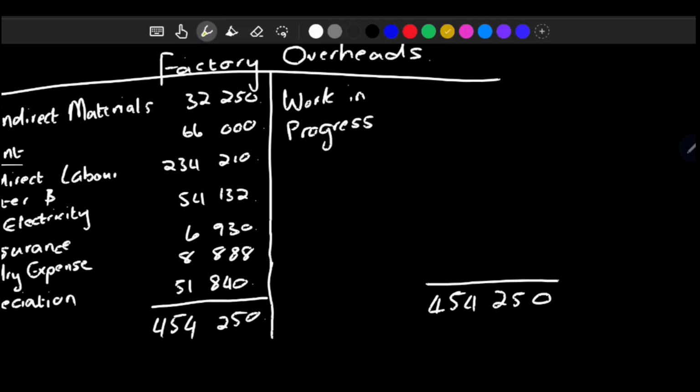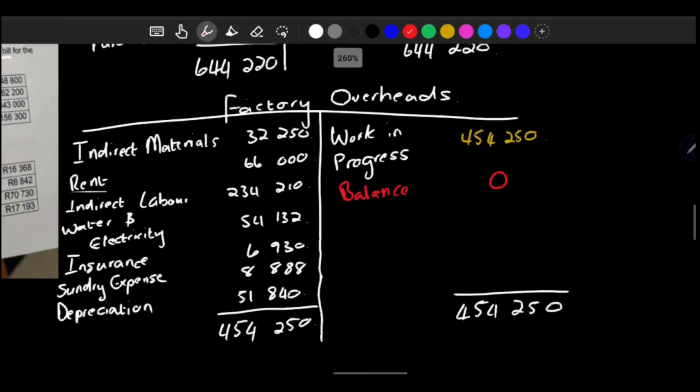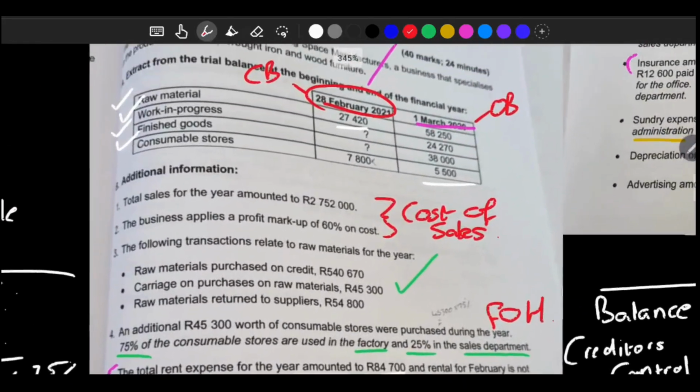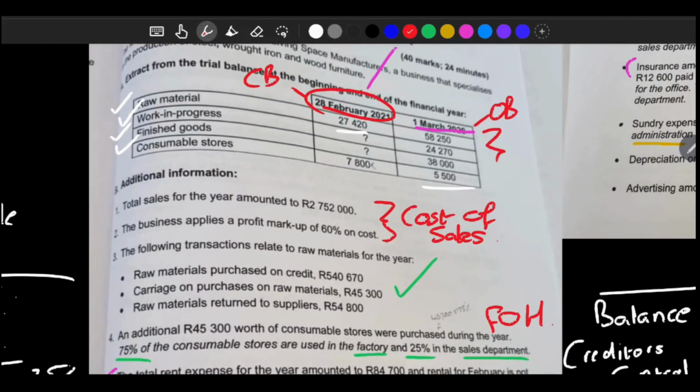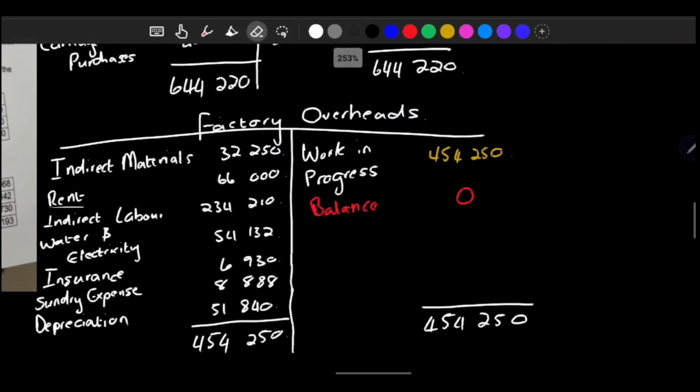Just gonna highlight it once again, and it is the full amount of 454,250. So you'll see here that we're taking out the full amount, and this account, its balance will now be, you are never required to write this part, right? 0. I'm just writing the part in red for demonstrative purposes. Hence, factory overheads does not have an opening balance, does not have it at all, right? So that's what happens with factory overheads.